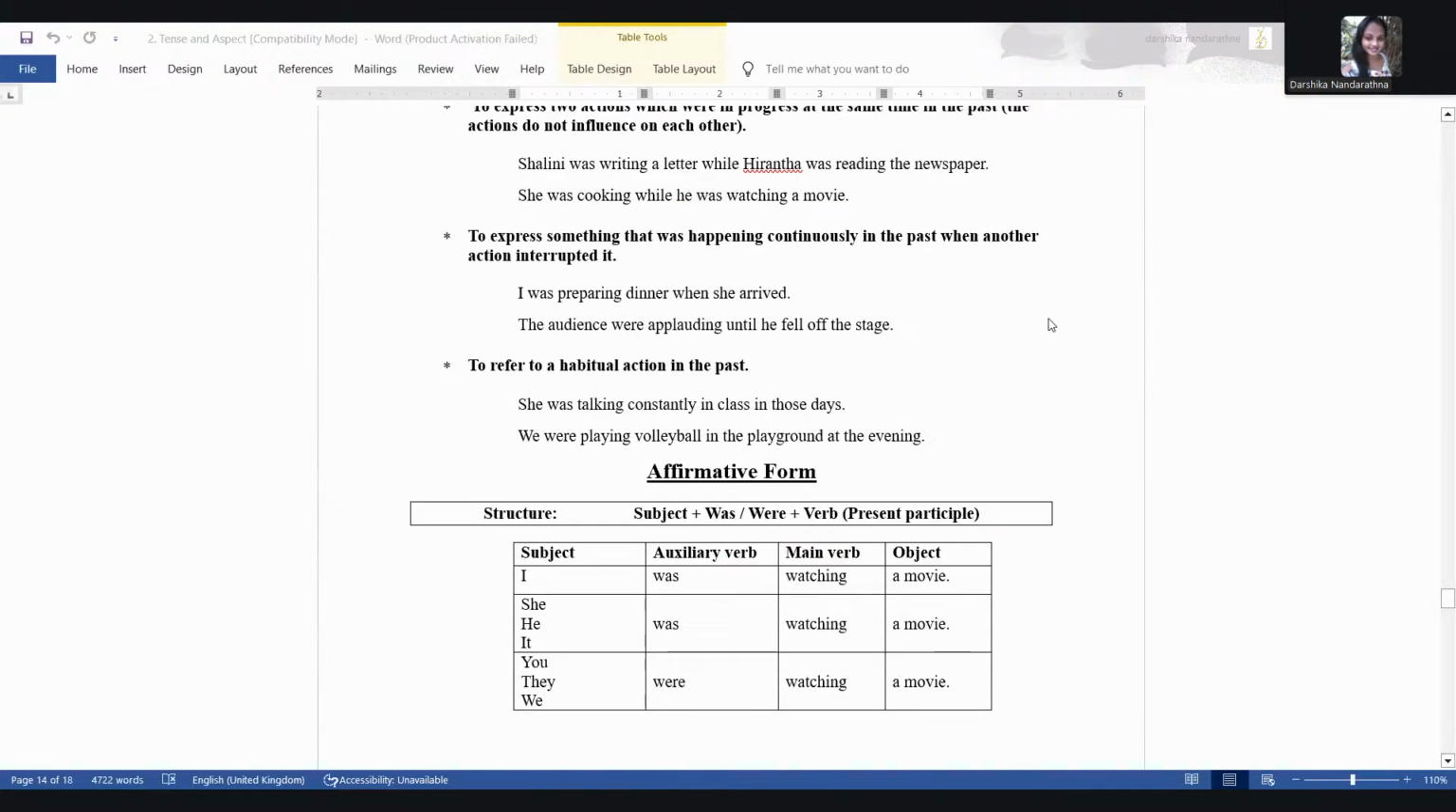Then, to express something that was happening continuously in the past when another action interrupted it. තව ක්‍රියාවකින් බාධාවක් සිද්ධ වෙනකන් වෙමින් පැවතුන ක්‍රියාවක් ගැන කතා කරද්දී. Both the actions belong to the past, son. I was preparing dinner when she arrived.